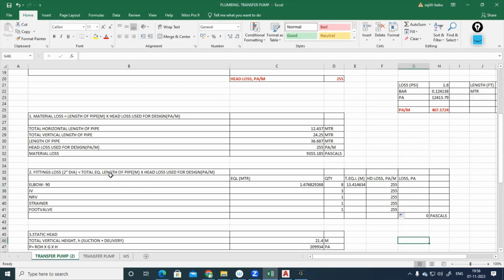Loss will be total equivalent length of pipe into head loss. One elbow, 1.67 meter. Like that, 8 elbow, 13.41. Loss will be 13.41 multiplied by 255. 3420 Pascal. That much will come for elbow. That is elbow. IV, isolation valve. Gate valve you can consider.